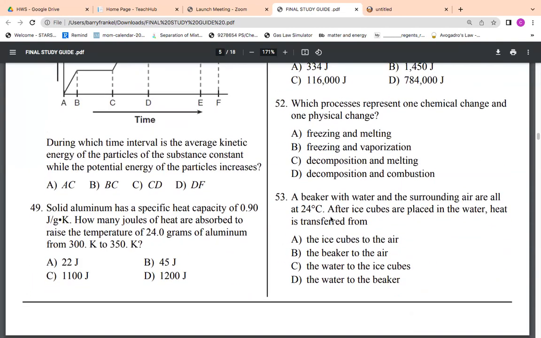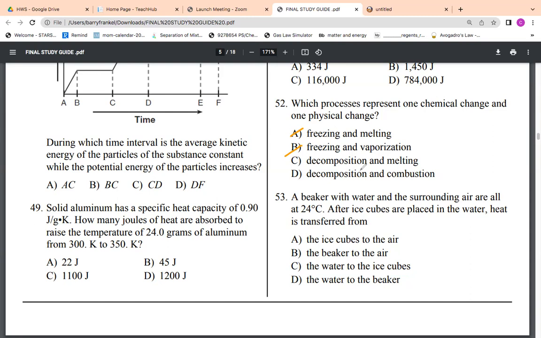52. Which process represents one chemical change and one physical change? Now remember that physical changes only change the state of matter, like solid to gas, gas to liquid, and so on. Chemical changes actually change what the substance is. You form new substances. So freezing and melting, both physical. Freezing and vaporization, both physical.